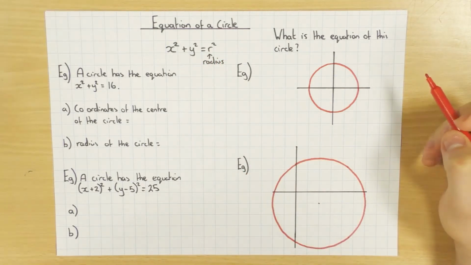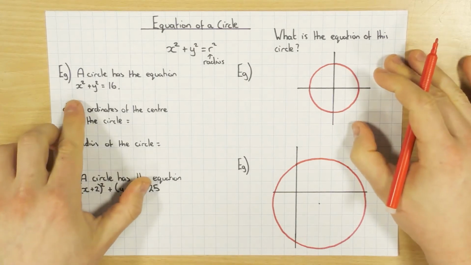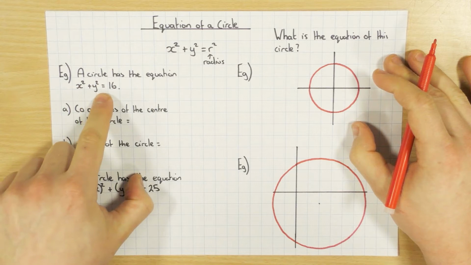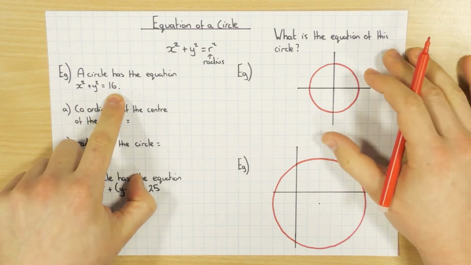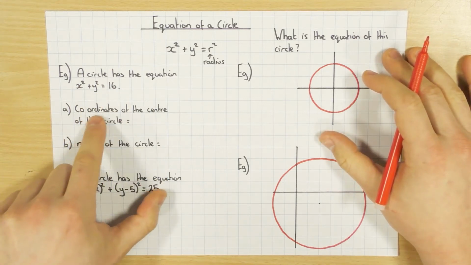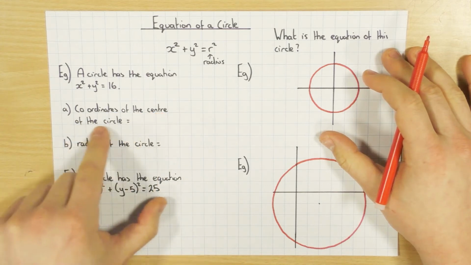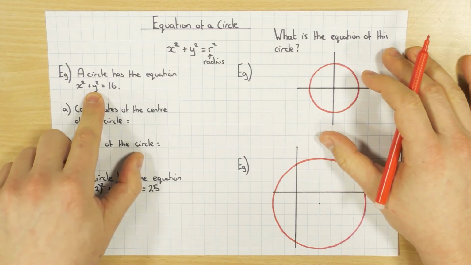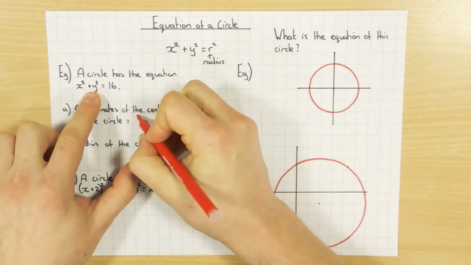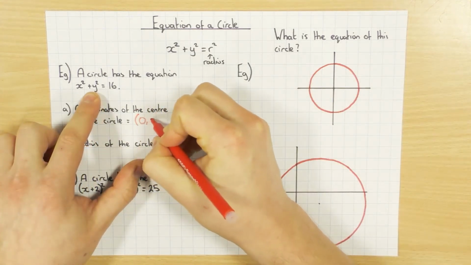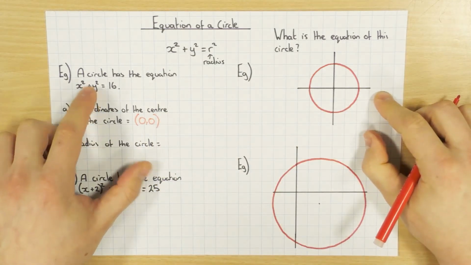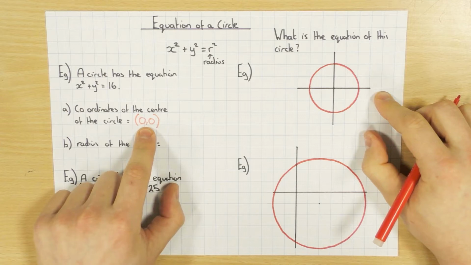Okay? So if I have the equation of a circle as x squared plus y squared equals 16, one of the more basic questions I could ask you is, what are the coordinates of the centre of the circle? Now, when you have x squared plus y squared like that, the centre of the circle is always the coordinate (0, 0), or the origin, every single time. X squared plus y squared, the centre is going to be at (0, 0).